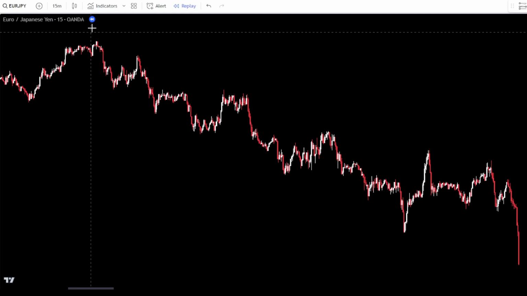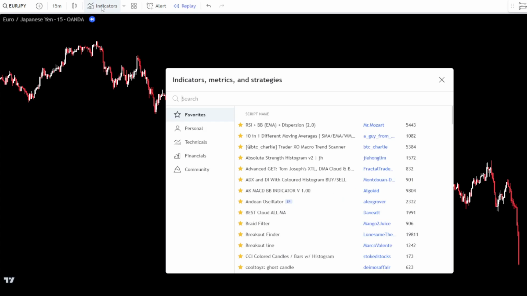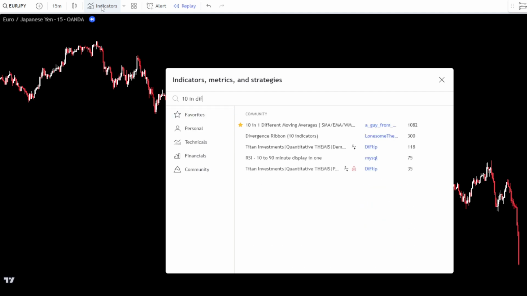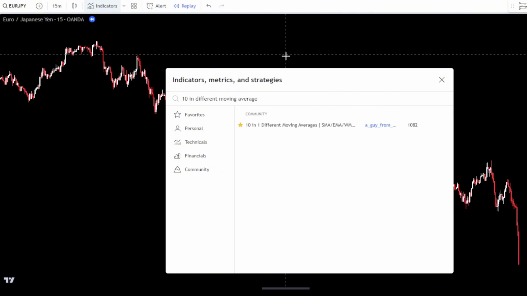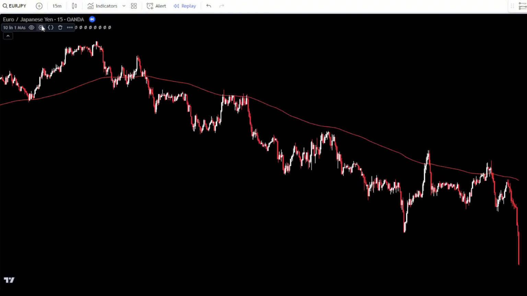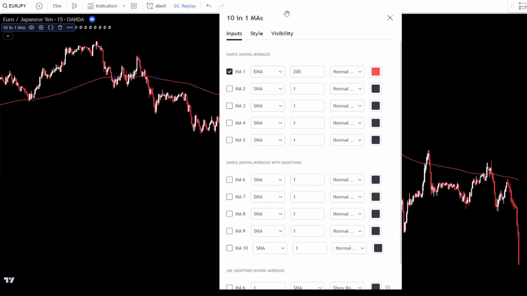Open your TradingView and go to the Indicator Search tab. In the Indicator Search tab, type "10 in one different moving average." Then, simply select the 10 in one different moving average indicator from this creator. After that, make some adjustments to this moving average indicator.